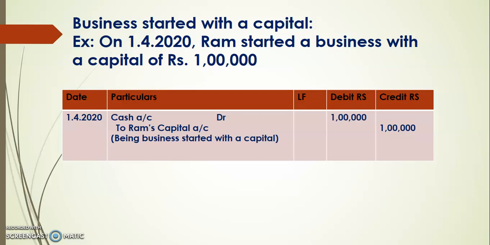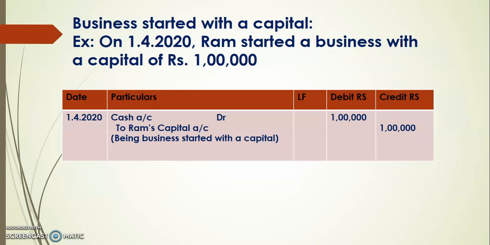So, you all must understand, first, when the business receives cash. Whenever cash comes into a business, we have to debit cash account. So, here also the business receives cash in the form of capital. Okay. So, cash account debtor to who is giving? Ram as a capital. So, here we write to Ram's capital account. So, entry for capital investment is cash account debtor to Ram's capital account. Journalizing, being business started with a capital.